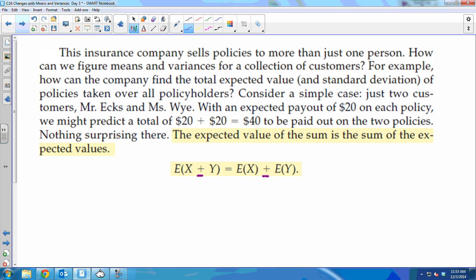So here's the rule, and you have to remember this rule, and you're going to have to do it forever from now on. You can add variances, no problem. But if it says to subtract 2 variables and you're doing the variances, you still add them.